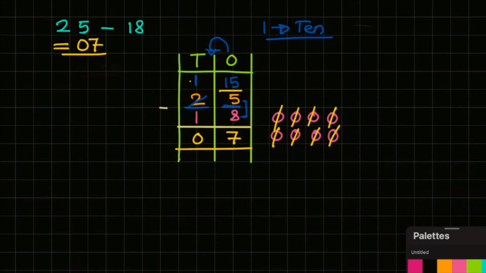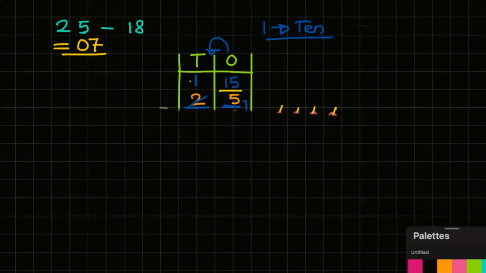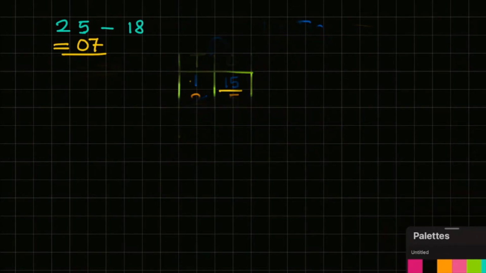So let's take another example to understand this concept better. Let's say we are taking away 85 take away 39. Like I said before, we have to arrange the numbers under one another first. So let's do that.